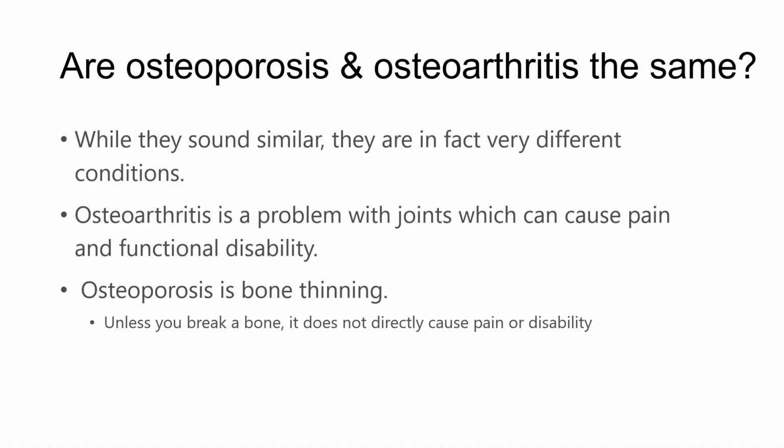Sometimes the terms osteoporosis and osteoarthritis get confused. Are these the same thing? Well, while they sound similar, they are in fact very different. Osteoarthritis, which you can review in other videos or on our website, is a problem with joints which can cause pain and functional disability. Whereas osteoporosis is thinning of the bone. With osteoporosis, unless you break a bone, it does not directly cause pain or disability.